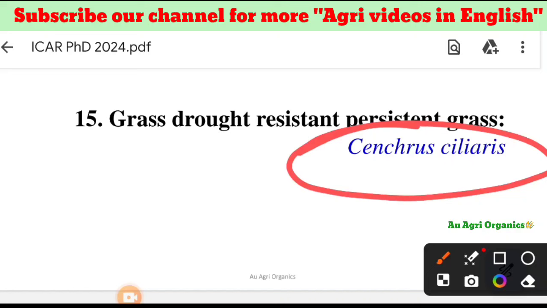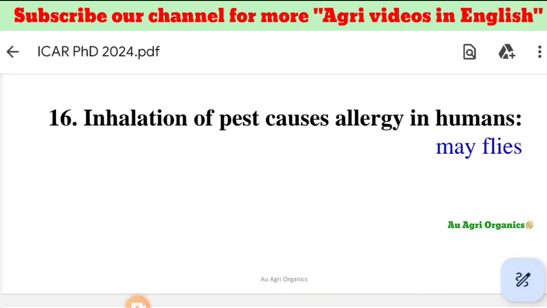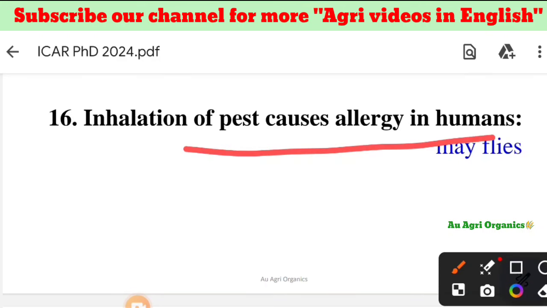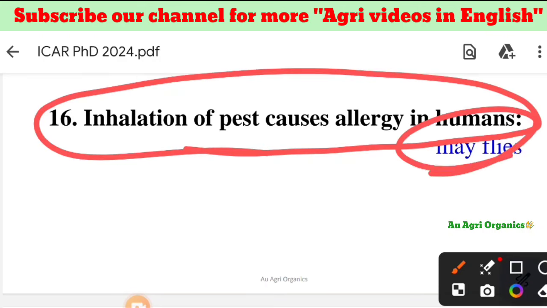And similarly, there was some option, Atylosia. Atylosia is also not that much cultivated in dryland. So I think Cenchrus ciliaris is correct, because this is one of the rangeland grasses, and especially in our institute also I can see that there is more Cenchrus ciliaris. So I think this is correct. The next question is, inhalation of which pest causes allergy in humans? The answer is mayflies.